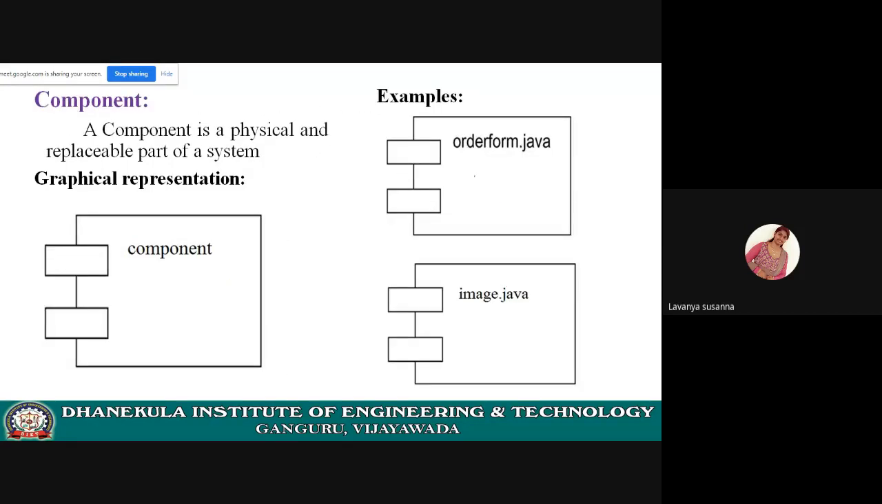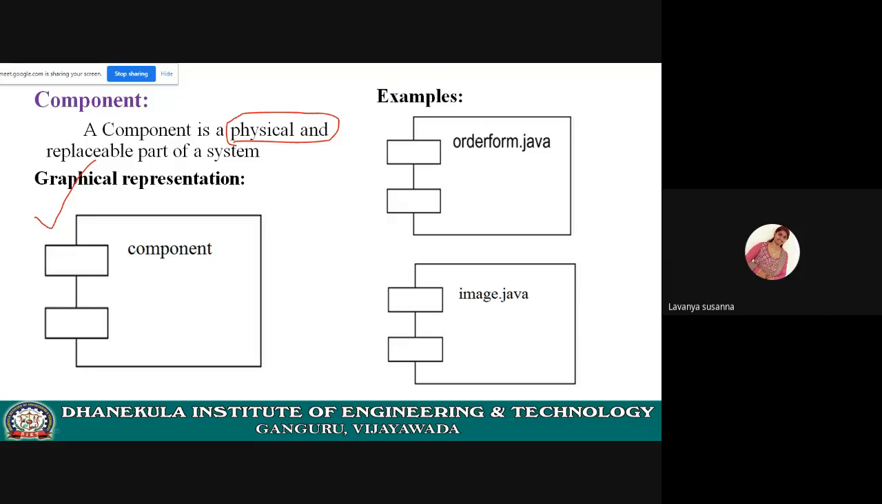Let us see the component. A component is nothing but some physical part of the system which you can replace, a replaceable part. Let us see how to represent these components. Already you know what components are, right? Replaceable, physical parts. Now the component can be represented using a graphical representation. This is the pictorial representation. I hope you understood.